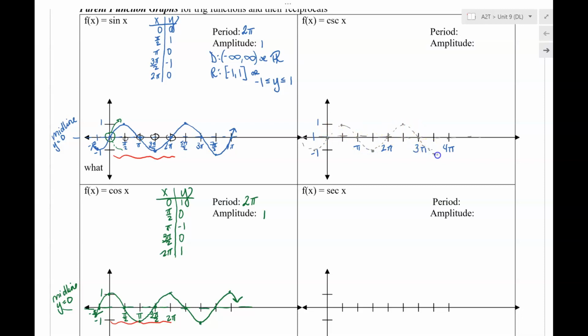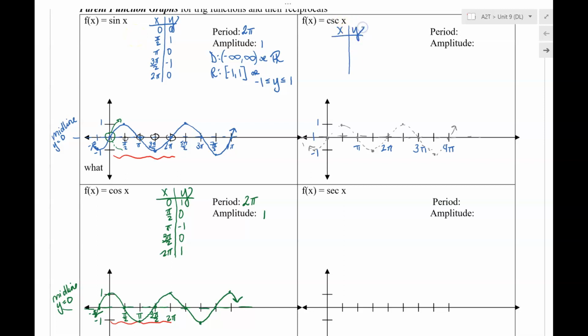As I am sketching, it's dashed because this is not the function that we're graphing, okay? We are graphing cosecant, not sine, so don't do it as a solid curve, as a solid line. Please, please, please. Okay, it's just a basis for us. It's a guideline.